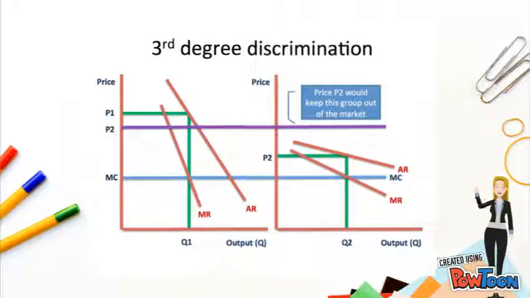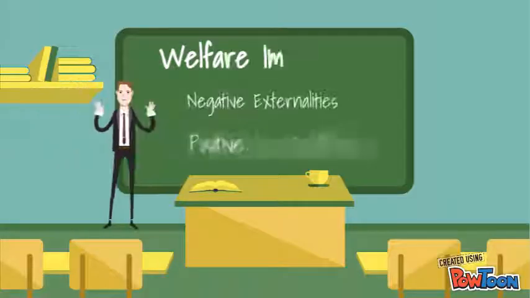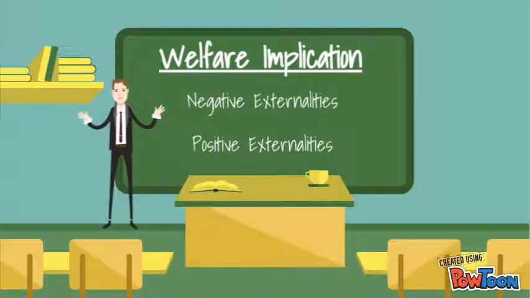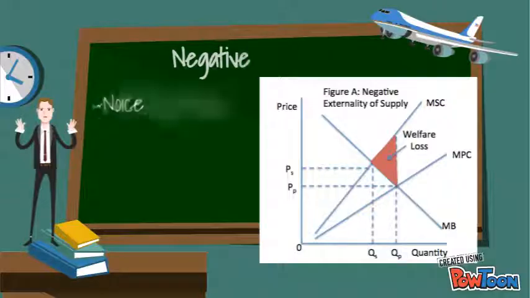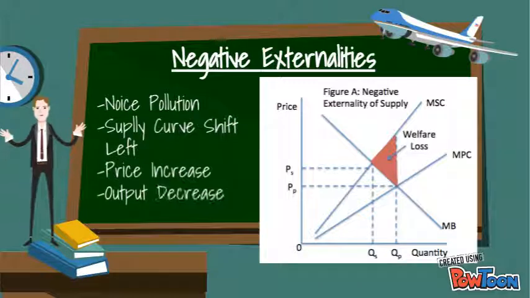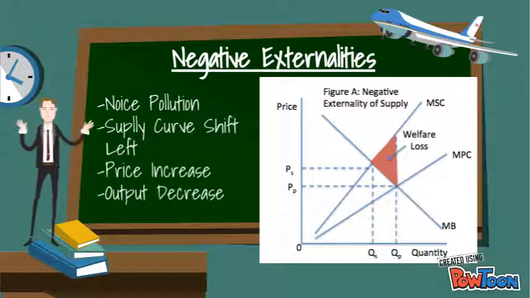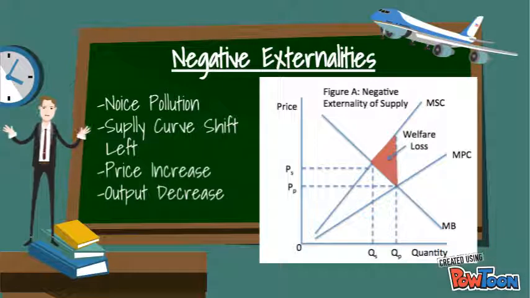So for the airline industry to reach profit maximization, they need to charge a different price for the different demand of the consumers. Next, the welfare implications include negative and positive externalities. An externality of the airline industry is noise pollution, which negatively affects residents who live near the airport. It is a spillover effect and makes the MPC curve shift left to the MSC curve. It increases the price of the airline ticket and decreases its output.